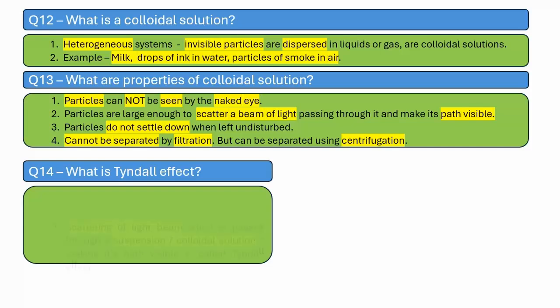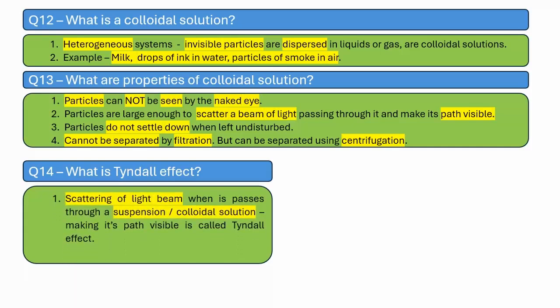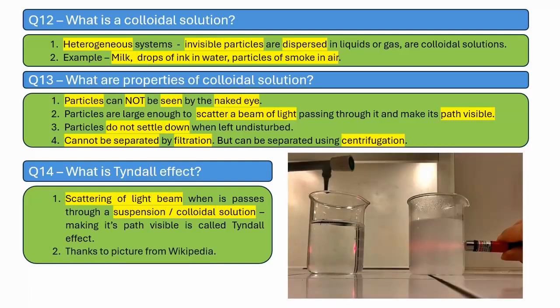What is Tyndall effect? We thank Wikipedia for this image. It is the scattering of a light beam when it passes through a suspension or colloidal solution, making its path visible. This is called the Tyndall effect. Okay, thanks to the picture from Wikipedia, you can see that a person having a laser pointer is shining it through a beaker which has a colloidal solution, and you can see that the path is seen.